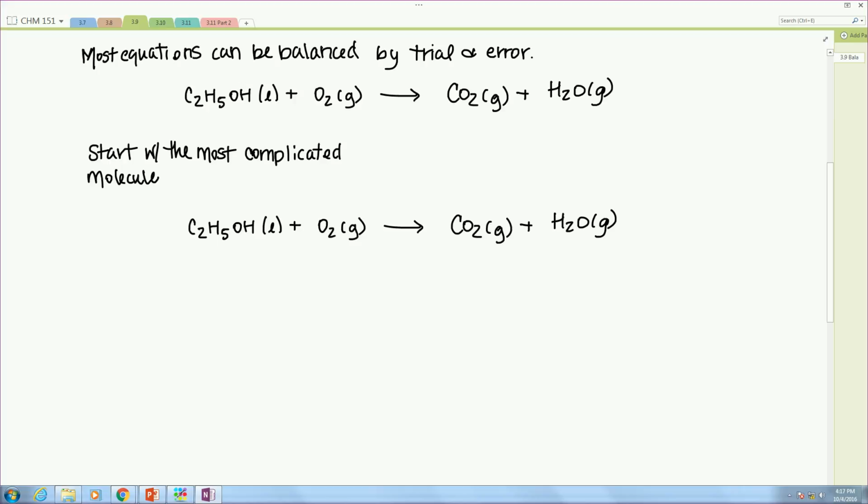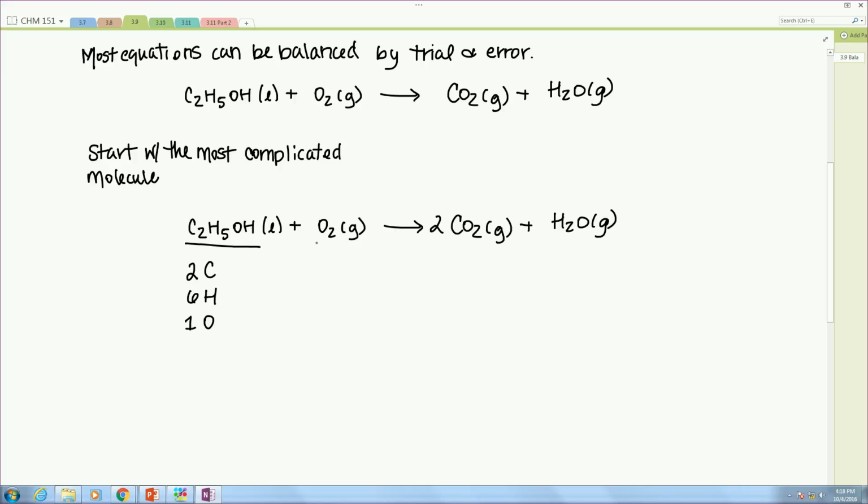So we will look at how many of each we have. So we have 2 carbon atoms, 6 hydrogen atoms, and 1 oxygen atom. So right now I'm just looking at this compound. So on the other side, we see that we have 1 carbon. So if we multiply CO2 times 2, we can get 2 carbons. So then those 2 will match.